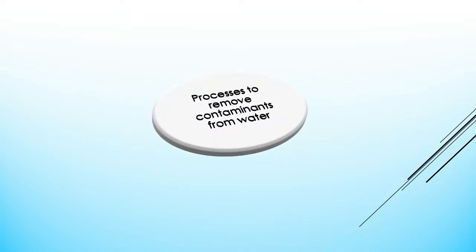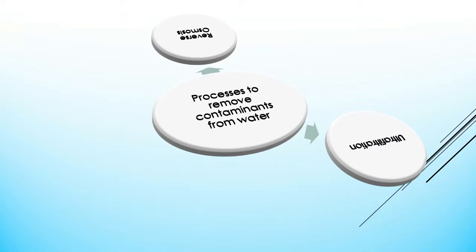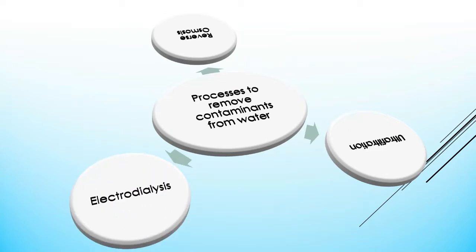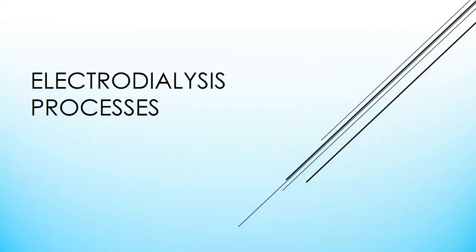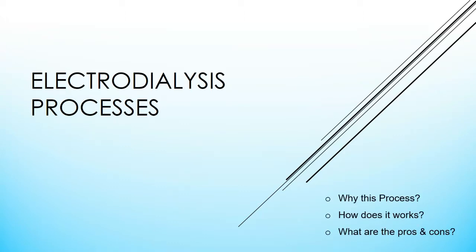Here are three more methods to remove contaminants from water: reverse osmosis, ultrafiltration, on which we are going to talk in next lecture, and electrodialysis process, on which we are going to talk about today in terms of why we need to study this process, how does it work, and what are the pros and cons of the process.